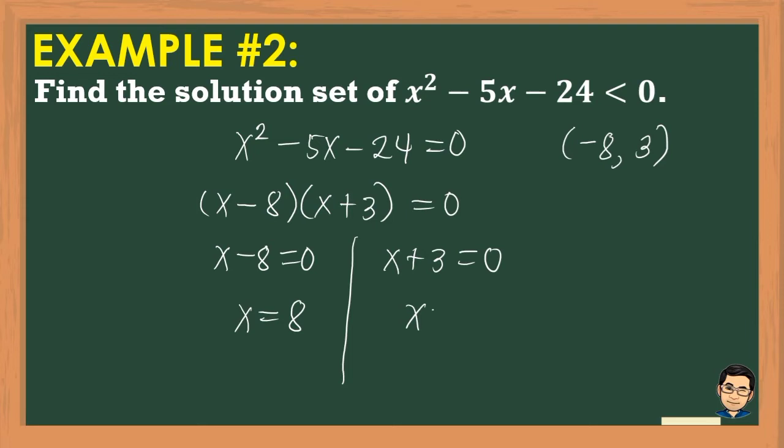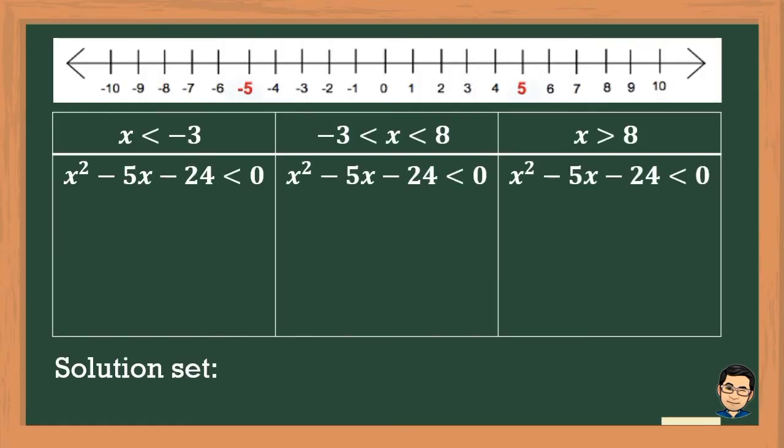So, x equals -3. So, yung mga nakuha nating roots na to, ipa-plot natin sa number line. So, x equals 8 and x is equal to negative 3. So, ipa-plot natin sila. Nandito yung 8. And then, yung negative 3 naman, eto. So, since less than pa rin naman yung ating wala pang equal to sa baba, so, open dot pa rin po yung ating mga circle.